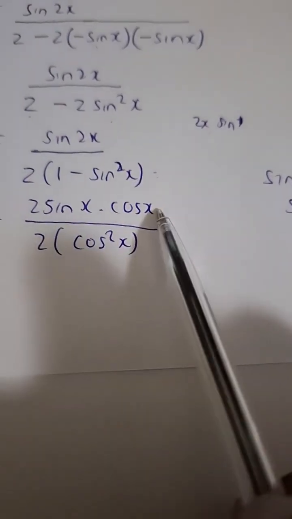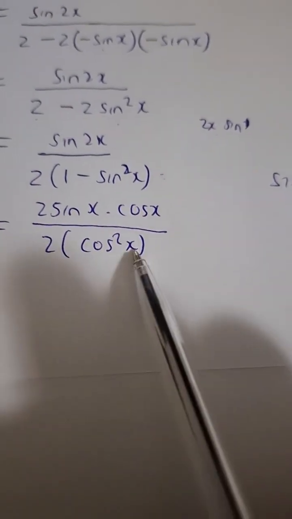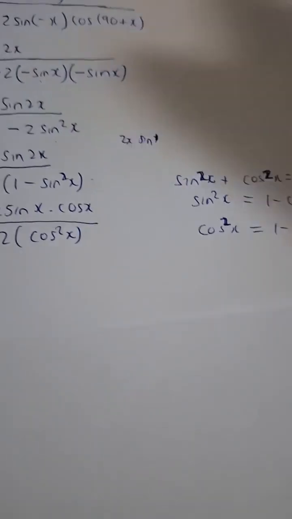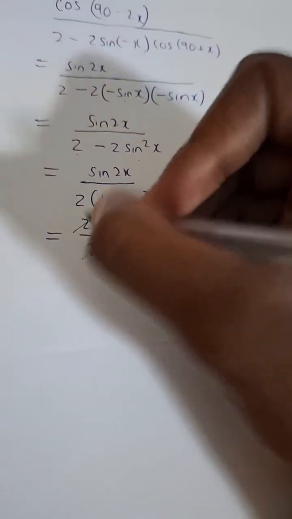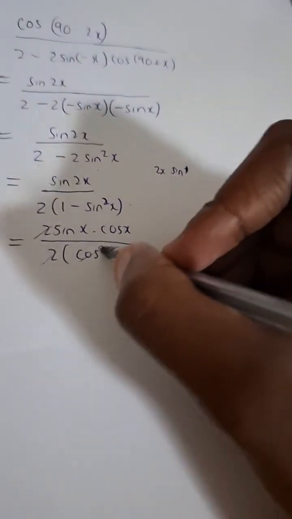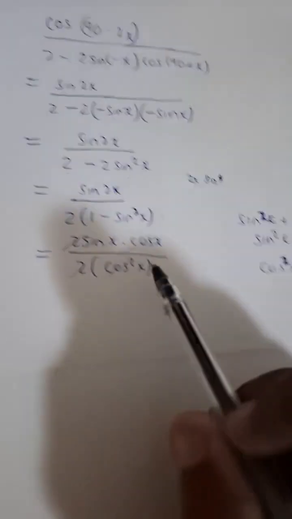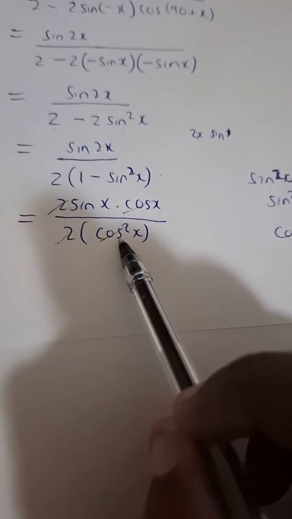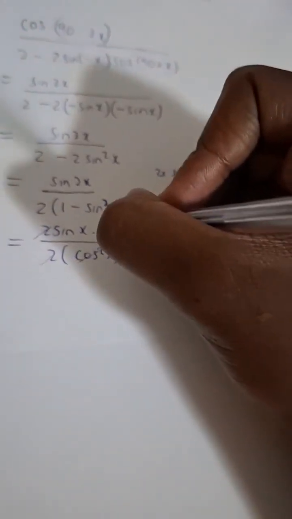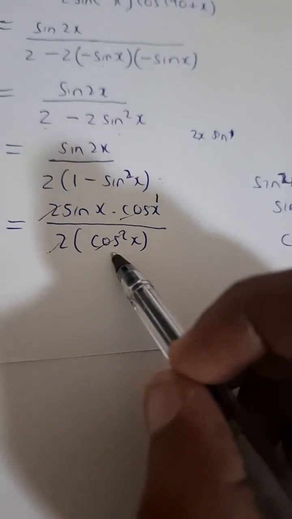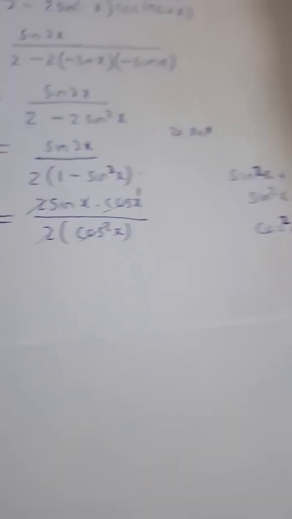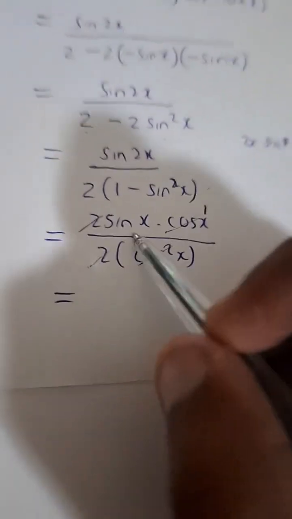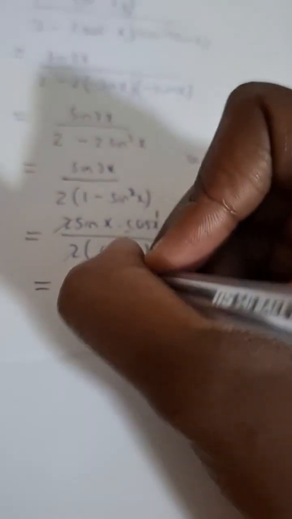The relationship at the top is multiply. The relationship at the bottom is also multiply. Cancellation can happen. So who goes? The 2 and the 2 cancel. The cos squared x and the cos: I cancel one of the cos's at the bottom. Here I'm left with the number 1, but here I'm left with one of the cos x's. So what is the final leftover at the top? It means I have sine x.